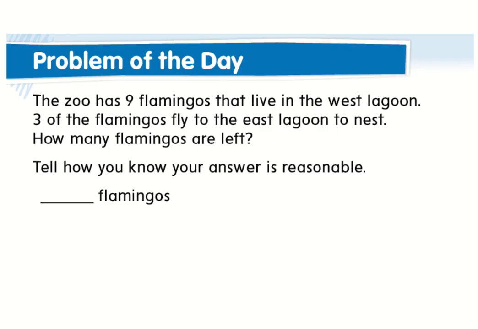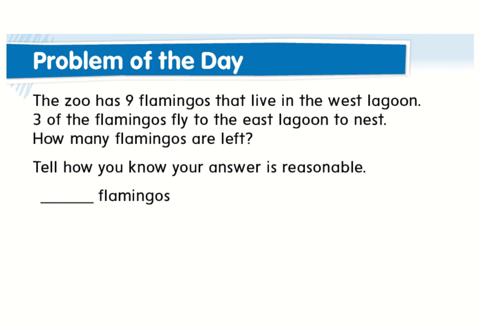So the thing that we're going to start off with is going to be our problem of the day. This is going to be one of our subtraction problems that we're going to work on. So it says the zoo has 9 flamingos that live in the West Lagoon. 3 of the flamingos fly to the East Lagoon to nest. So how many flamingos are actually left?